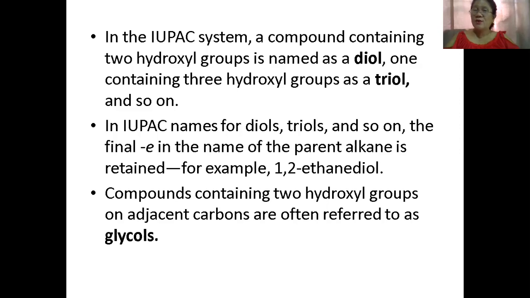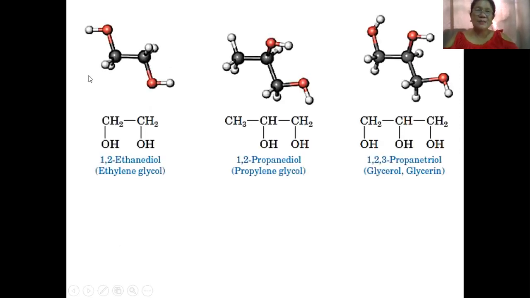Compounds containing two hydroxyl groups on adjacent carbons are often referred to as glycols, or diols. So this has two OH groups, an OH here and an OH here, at positions 1 and 2. What is your parent name? Ethane. Then you place diol. So that is 1,2-ethanediol, or the common name is ethylene glycol.